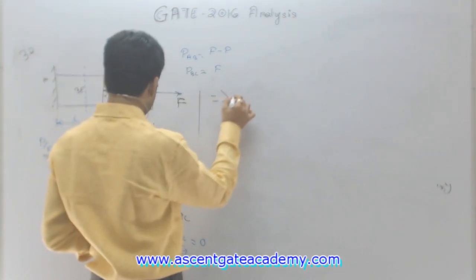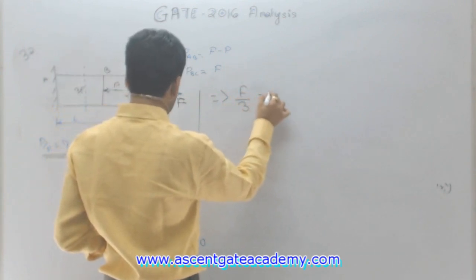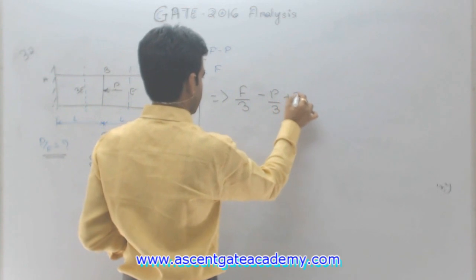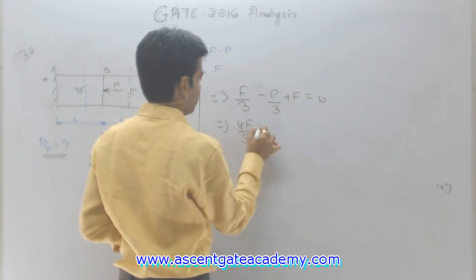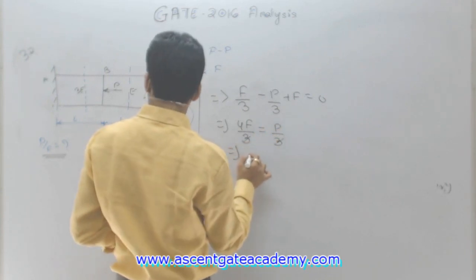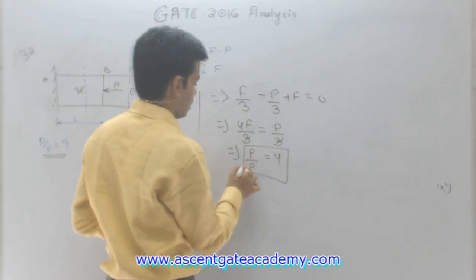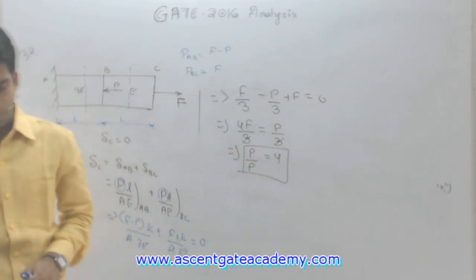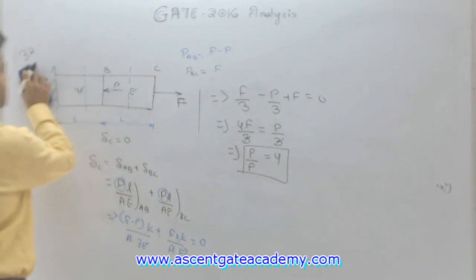From here you will get what? This F upon 3 minus P upon 3 plus F is equal to 0, or you can say 4F by 3 is equal to P by 3. This 3 gets cancelled out, or you can say P by F is equal to 4. So the ratio of P by F is nothing but 4. Answer. Next is question number 33.